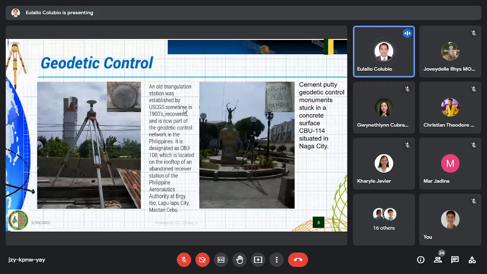Okay? And then the one on the right is a typical geodetic control station. It is third order, because it has three numbers. Three numbers means it is a third order geodetic control. It also has three letters in its name. So SBU 114 is located in Naga City.